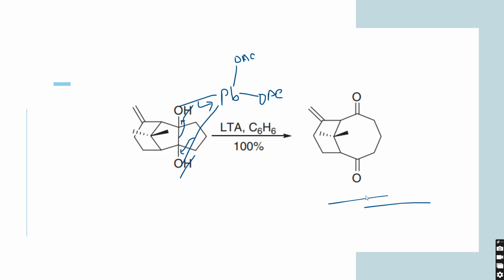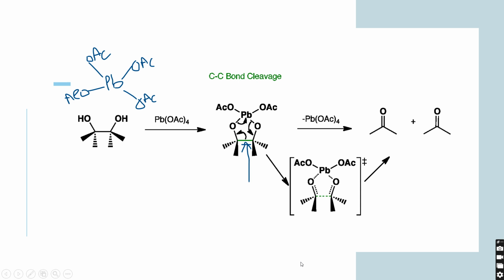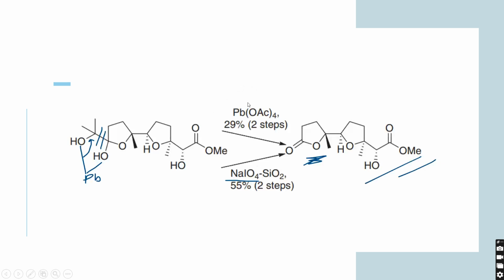Then we came to the mechanism of cleavage of diols to give you this kind of diketone products. Okay, and we discussed the reaction mechanism also, which can involve these kind of five membered rings, which ultimately undergo carbon-carbon bond cleavage. Again, we saw that this particular substrate, despite the presence of hydroxy and ester functionality, only underwent reaction at the diol position to give you this lactone moiety.